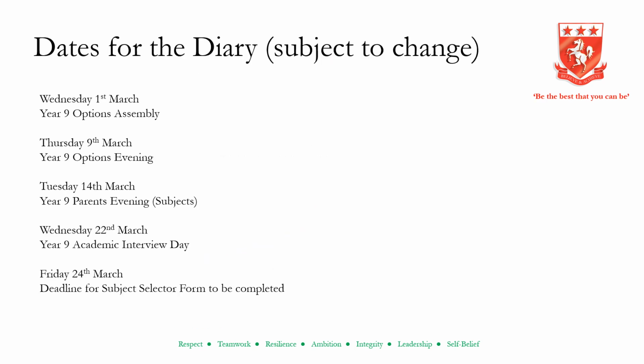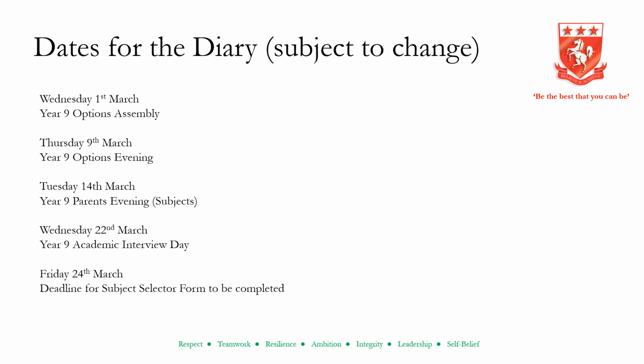This slide shows all the upcoming dates for your diary in regards to the options process timeline. The options assembly will have taken place on Wednesday the 1st of March, and then the options evening itself with curriculum leaders will be taking place on Thursday the 9th of March. Details will follow.